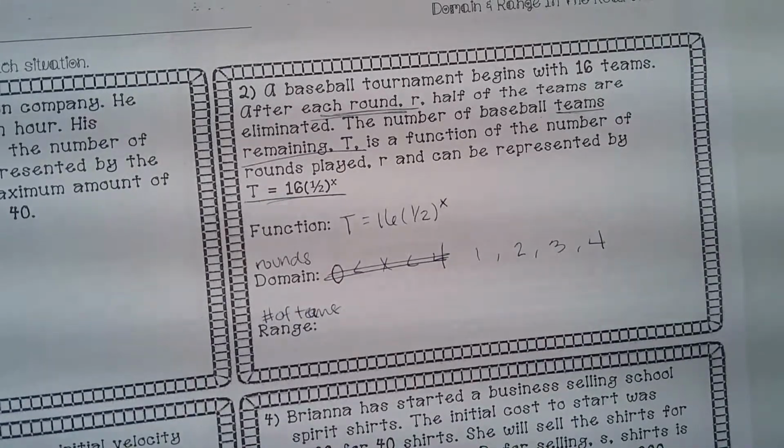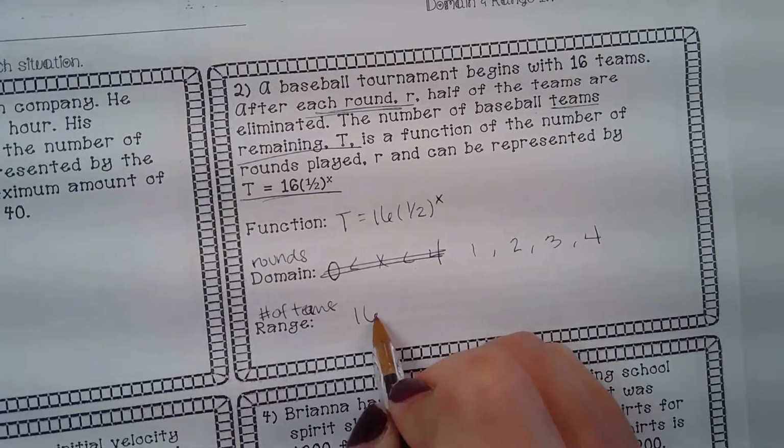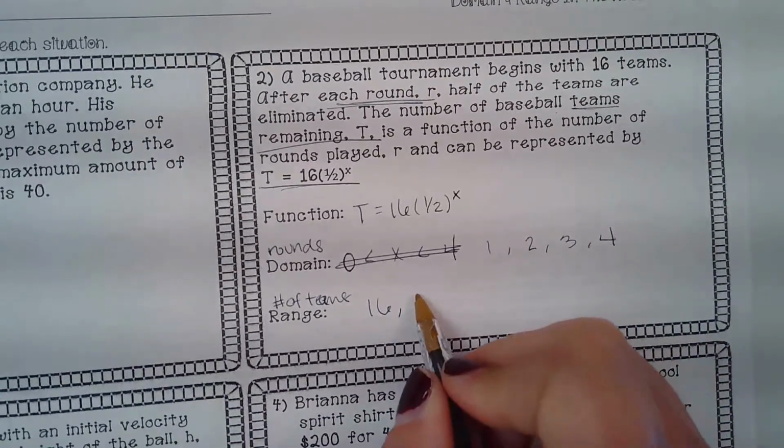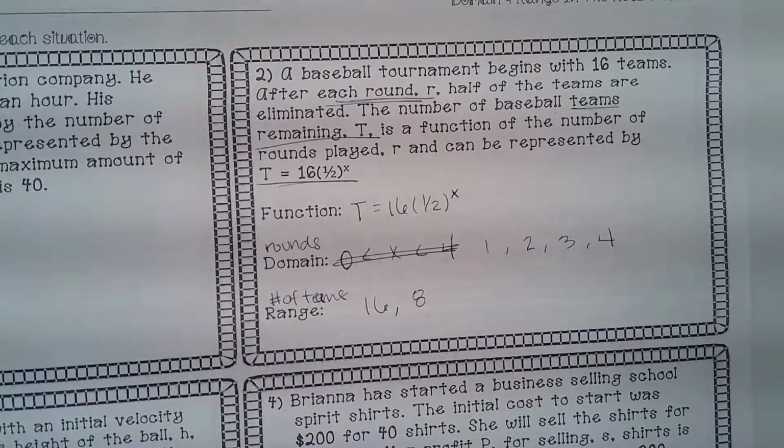So then your range is your number of teams. In the first round, what was our number of teams? 16. Did we have 15? Could you have 14? 13? 12? 11? 10, 9, 8. So the next number for your range has got to be 8. Do you get what I'm saying? It's not going to be all the numbers in between 16 and 2, but just 16, 8, 4, and 2.